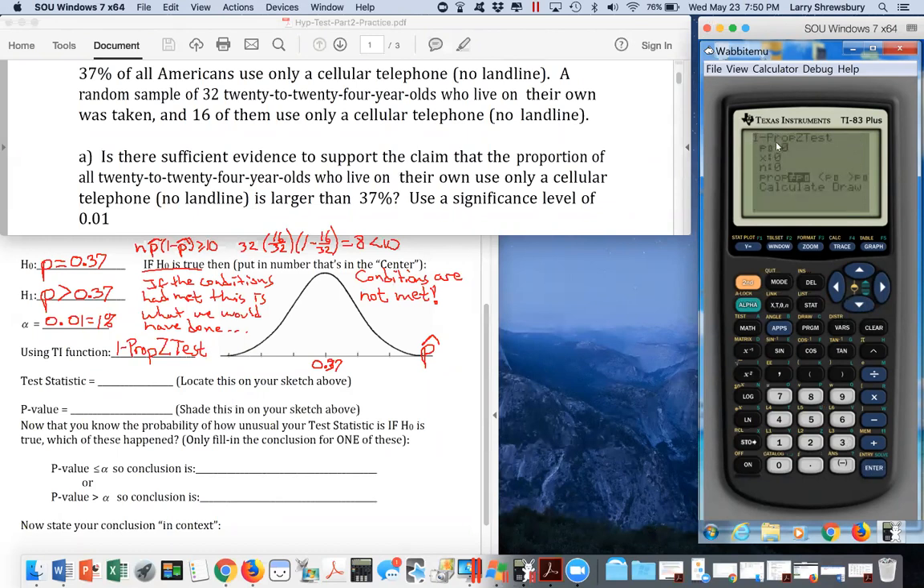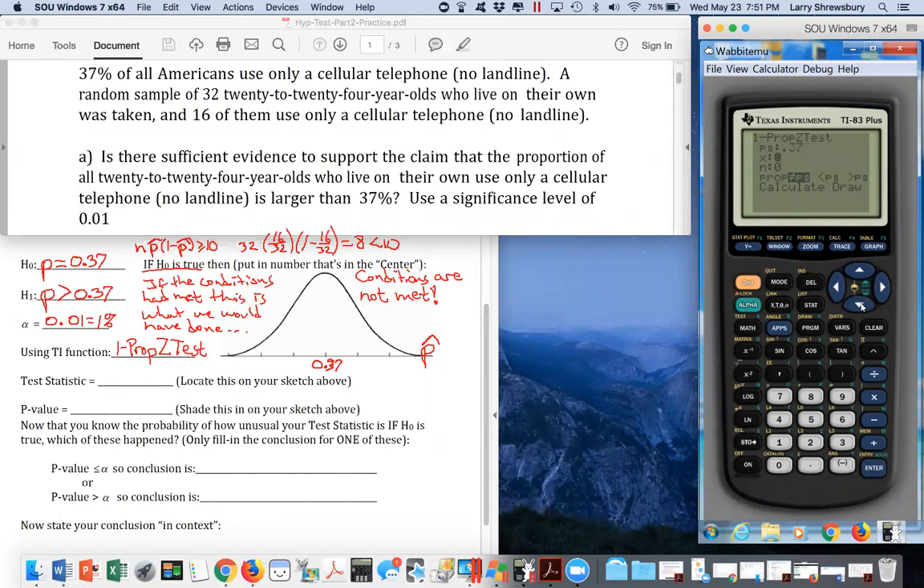And so p subscript 0, that's your hypothesized population proportion. See that little subscript 0? Think of the null here. So what number did you use in the null, which has to be the same as for the alternative? That's your 0.37. So enter that in. And be sure and enter it in its decimal format, not 37.